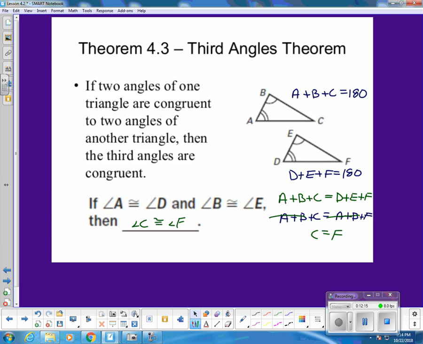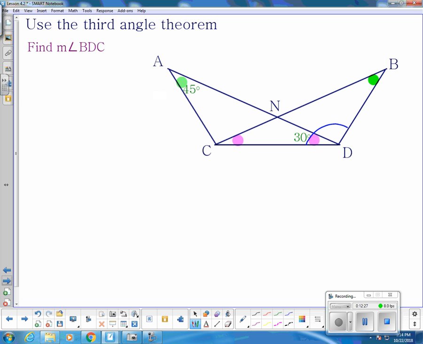So we want to keep that in the back of my mind. I've got two angles given to me. I automatically know the third is congruent. Okay? So let's use that.